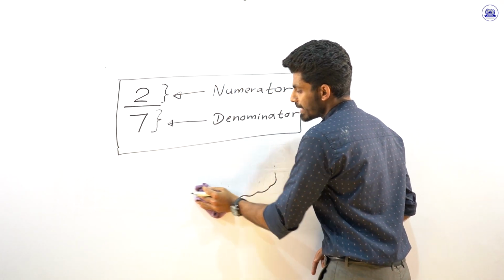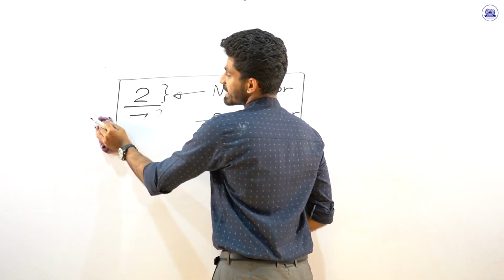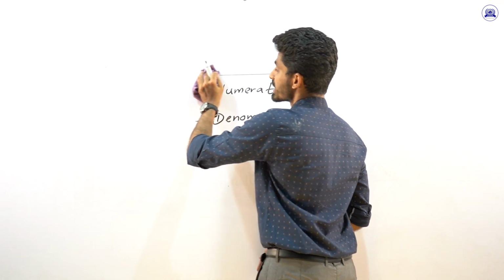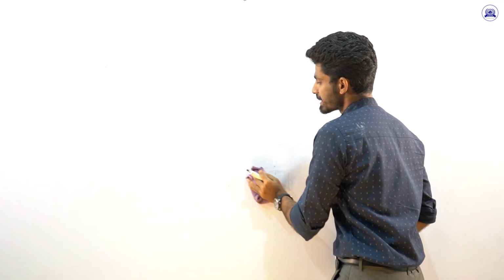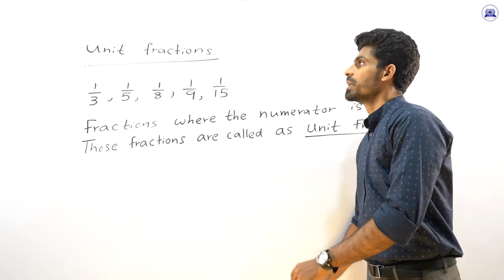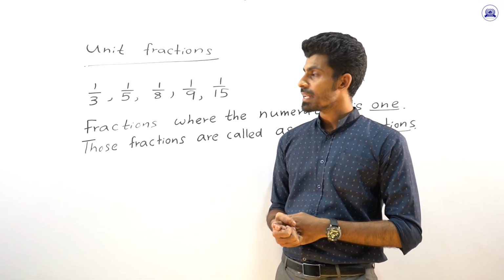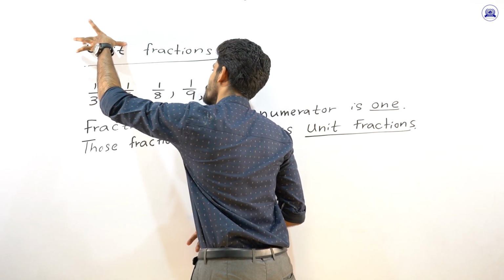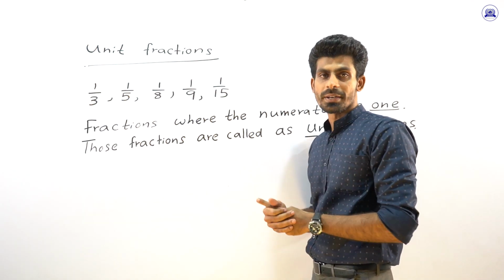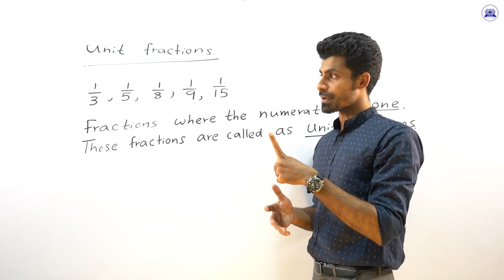Now you are going to learn about the types of fractions. Shall we move to the next lesson? That one is fraction types. Unit fractions. Look at this. Unit fractions means unit, and unit means one.